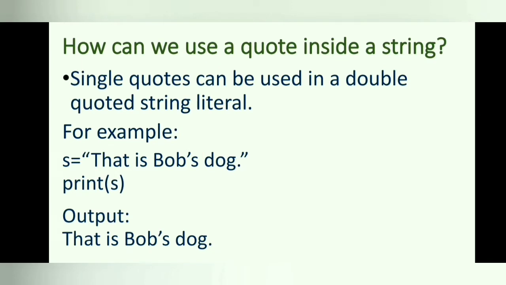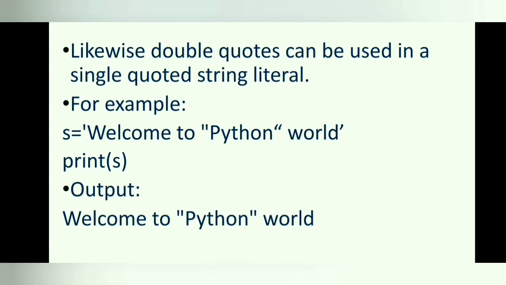How can we use a quote inside a string? Single quotes can be used in a double quoted string literal. For example, "That is Bob's ducks" is assigned to S. Print S, output will be that is Bob's ducks. Likewise, double quotes can be used in a single quoted string literal. For example, 'Welcome to "Python" world' is assigned to S. Print S, output will be welcome to "Python" world.